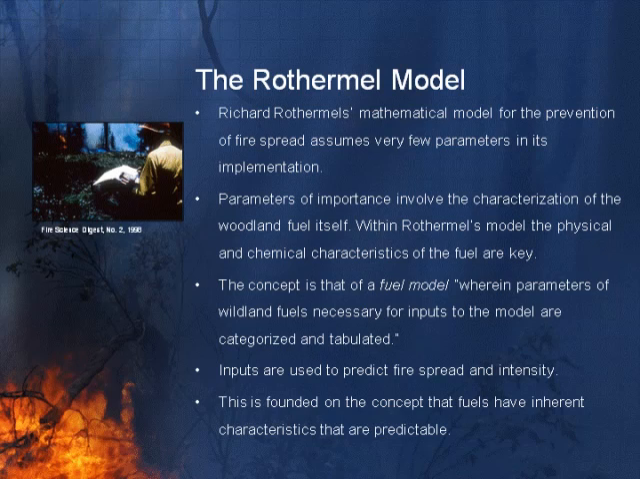Richard Rothermel's mathematical models for the prediction of fire spread assume very few parameters, and the parameters of importance involve the characterization of the fuel itself. He was very focused on what the properties of the fuel were. Apparently for the conditions he was dealing with up in the Northwest, this worked. Within his model, the physical and chemical characteristics of the fuel are key. The concept is that of a fuel model, wherein parameters of wildland fuels necessary for input to the model are characterized and tabulated. So it's a fuel-based model.